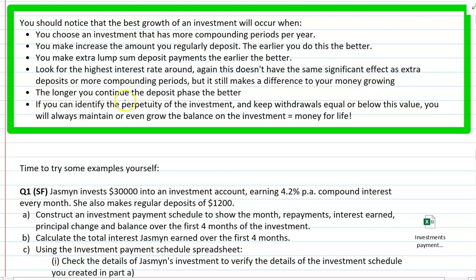The longer you continue your deposit phase, the better. And the cool thing about these investment schedules is if you play around with the amount you withdraw, you can identify the perpetuity of the investment. And this will mean that you can maintain or even still grow the balance on your investment. So that's like money for life if you can manage your investment that way.